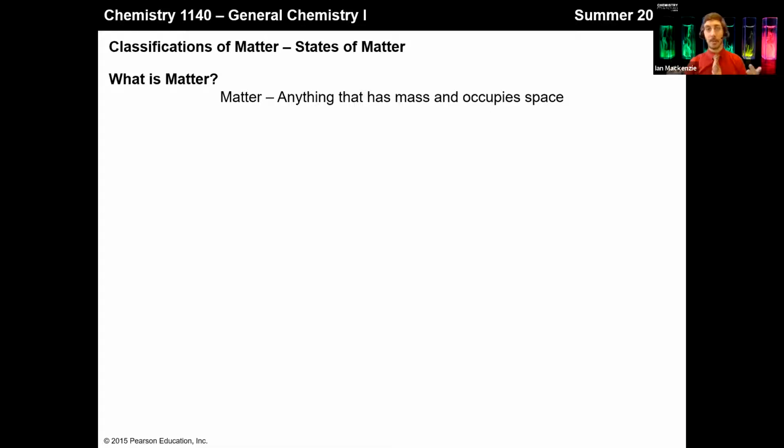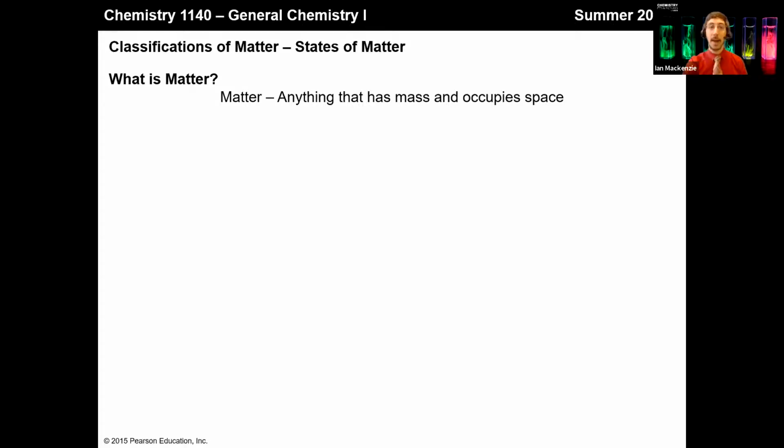So table, people, chairs, food, drink, all of those are examples of matter. Or air, something you can't necessarily see, but it certainly has mass and does occupy a space. That would be classified as matter. Something like light that does not have mass or occupy space would not be classified as matter.